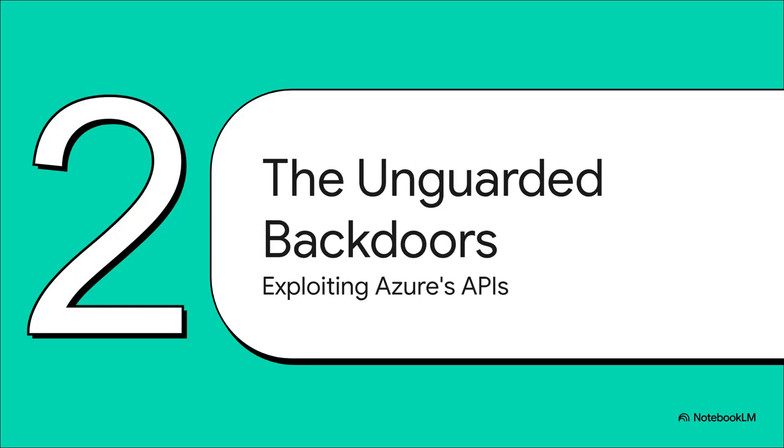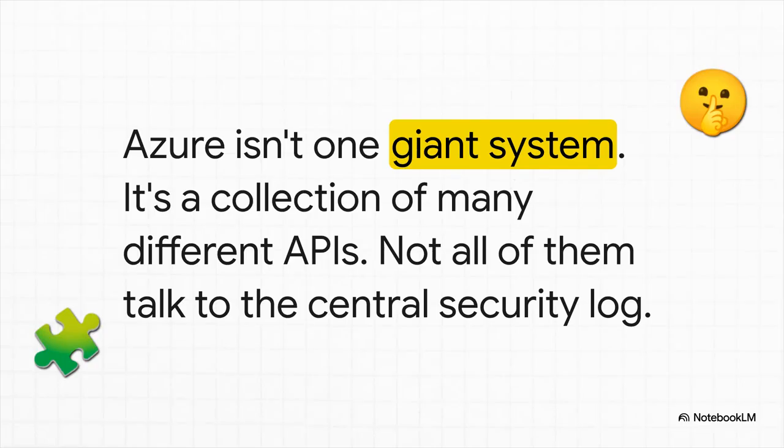So you're probably wondering, how on earth does this actually happen? Well, the answer is kind of baked into the architecture of Azure itself. It creates these unguarded backdoors that attackers know all about. See, you got to remember that Azure isn't one single clean system. It's really this huge collection of different services and APIs that have been built and bolted on over many years. And because they were built at different times by different teams, not all of them were designed to phone home and report their read activities to the main modern logging system.